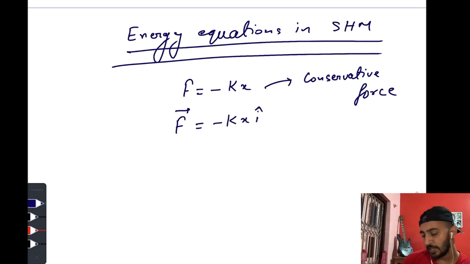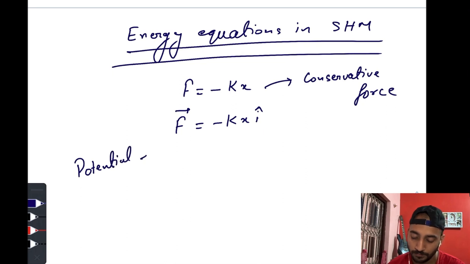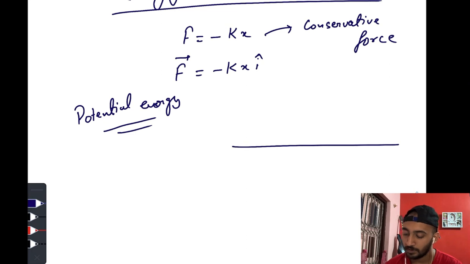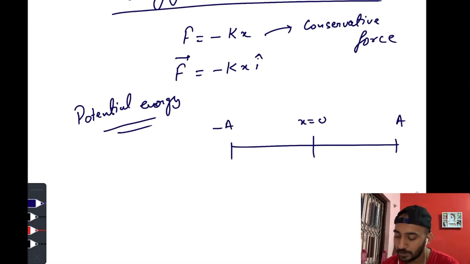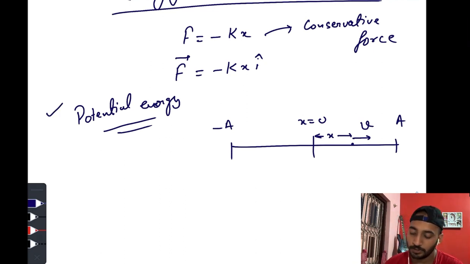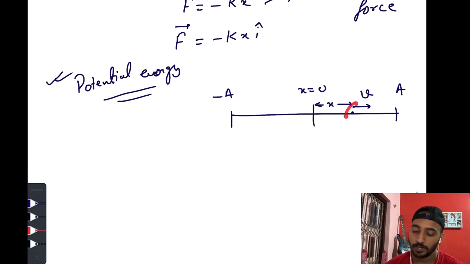Anyways, now every conservative force is associated with a potential energy. Now if you recap the motion of the particle, at some instant, if the particle is at a displacement x and having a velocity v, it might be in the positive direction or the negative direction, that doesn't matter. First let us find out the potential energy related with the particle at this instant.